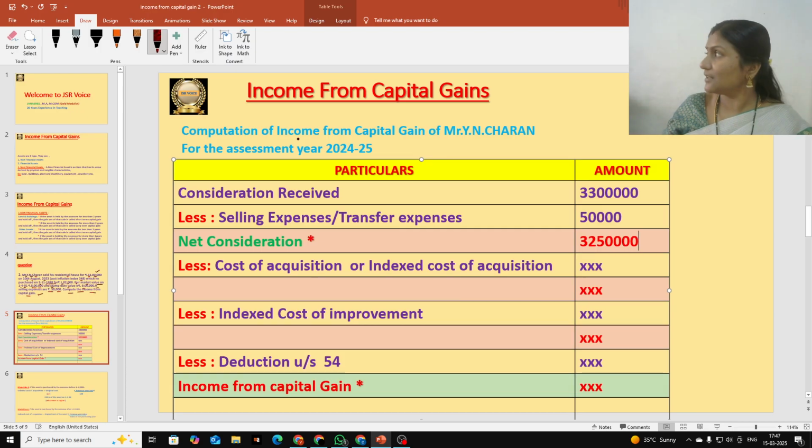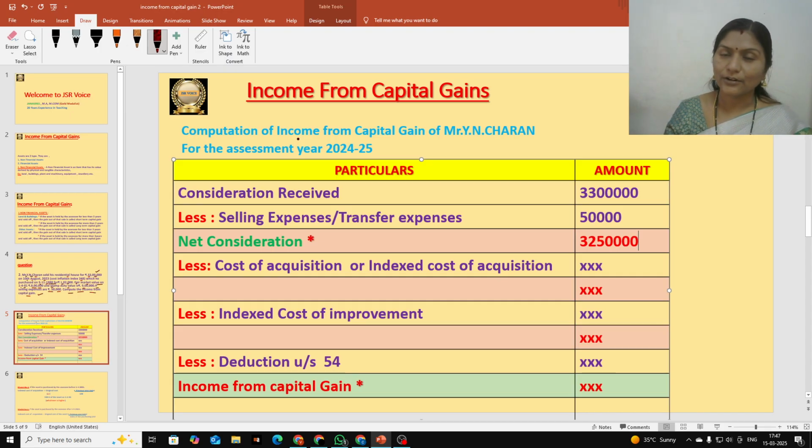And next we have to deduct cost of acquisition or indexed cost of acquisition. When do we deduct cost of acquisition, and when do we deduct indexed cost of acquisition? If our asset is a short term capital asset, we have to deduct cost of acquisition. If our asset is a long term capital asset, we have to deduct indexed cost of acquisition. Any one we are going to deduct here.